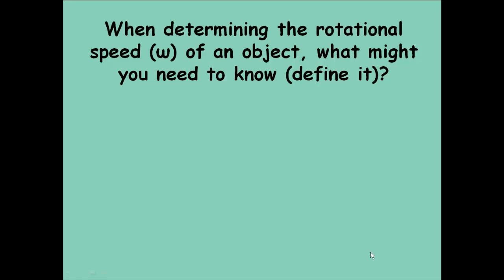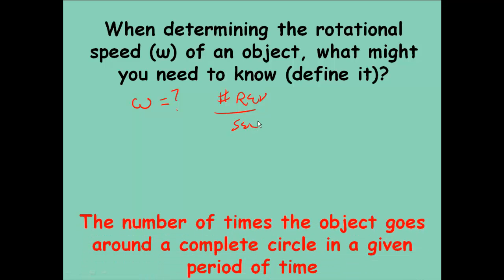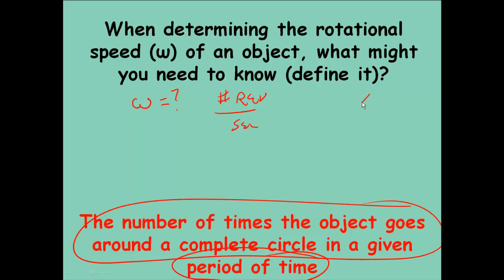So let's see what you've learned. If you determine the rotational speed, omega, the Greek letter omega stands for rotational speed, what might you need to know to define it? Well, what is omega? It's the number of revolutions per second. So there's the per second, some period of time, and how many times it goes around in a complete circle. In the case of the pendulum, how many times back and forth? That would be the complete circle.